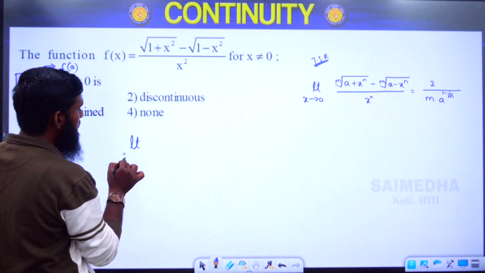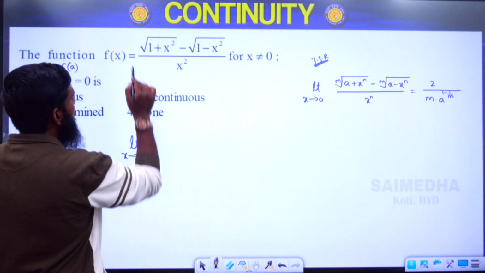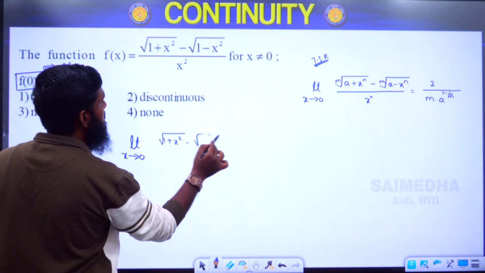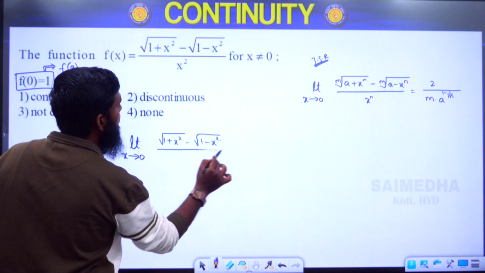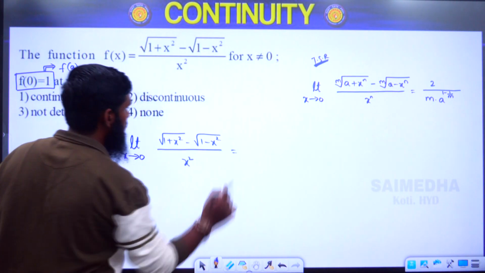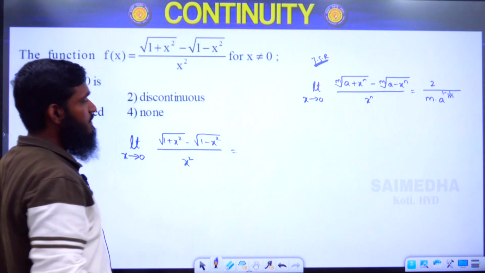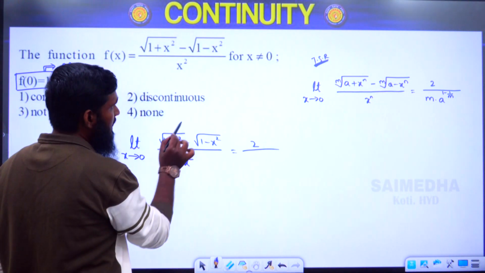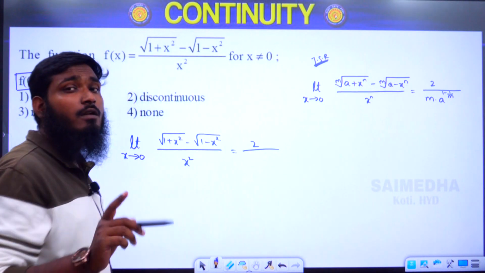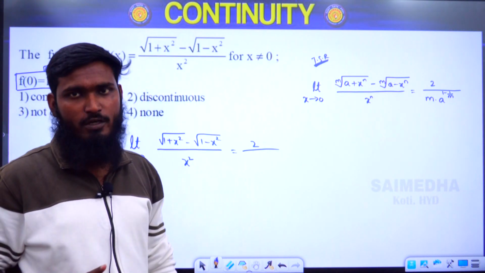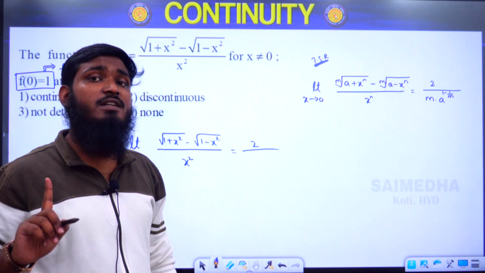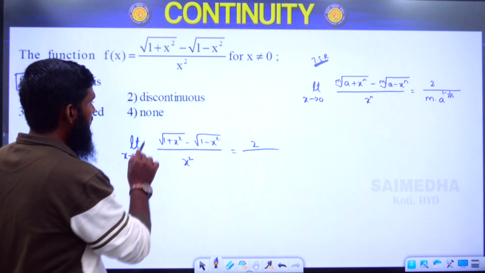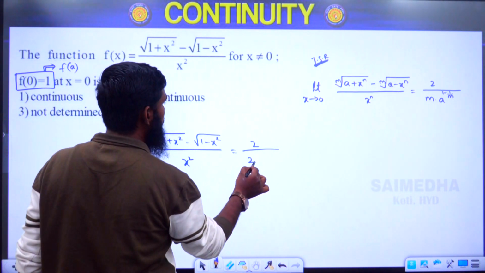So limit x tends to 0, f of x is under root (1 plus x square) minus under root (1 minus x square) divided by x square. Now let us use the formula: 2 divided by m. What is the m value? It depends on which root we have. If nothing is written, we consider it a square root. For cube root, fourth root, fifth root, the number is always mentioned. So for the square root, m is equal to 2.